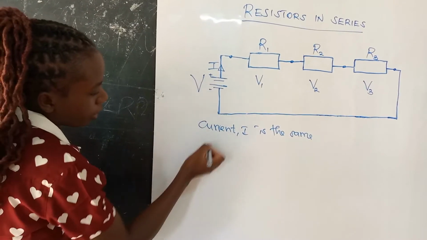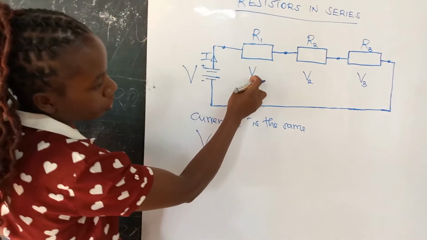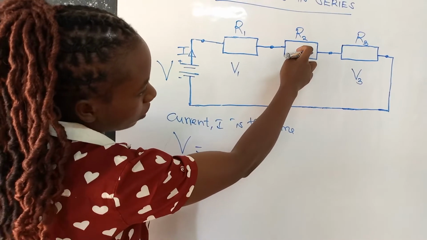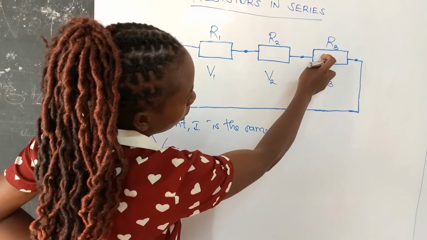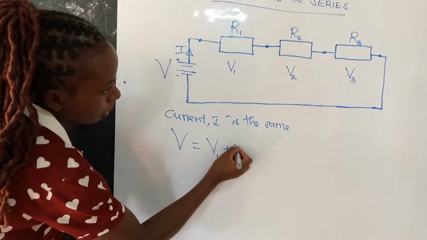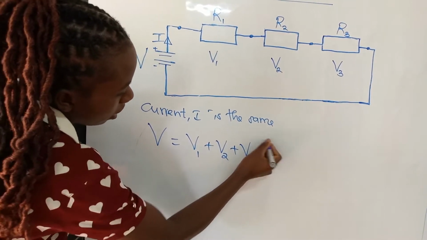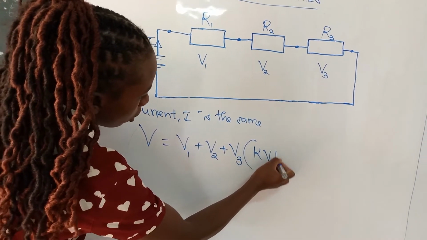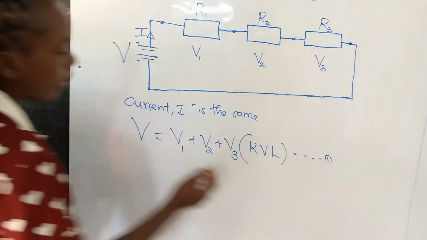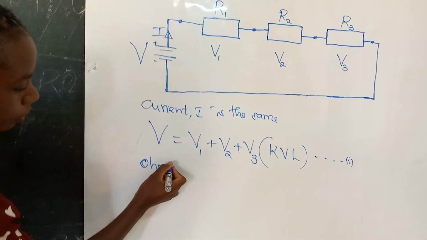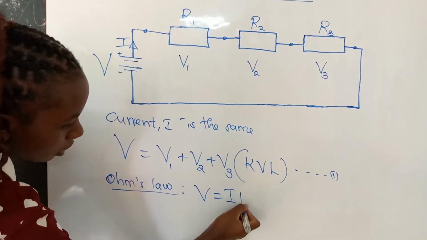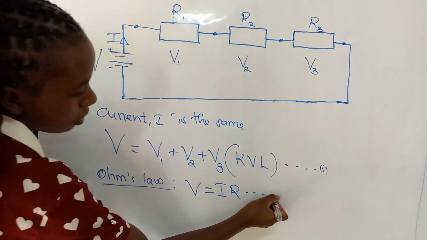And again, V, the source voltage here, is supposed to be equal to the voltage drop across resistor R1 plus the voltage drop across resistor R2 plus the voltage drop across resistor R3. Now I'm going to write V is equal to V1 plus V2 plus V3, and that is according to Kirchhoff's voltage law. Let us call this equation Roman 1. And again, from Ohm's law, voltage is given as current times resistance. Let us call this equation Roman 2.